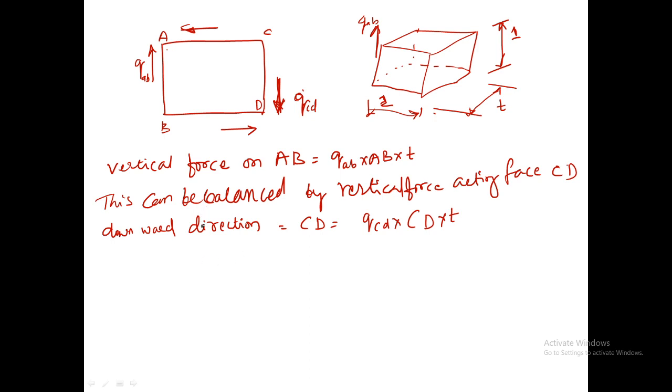Now consider QAB equal to QCD equal to Q here. It is not a G, it is a Q. Because the force which is acting on AB is in the upward direction, and that has to be balanced by the face on the right hand side, that is CD. So let us term the stresses which act on both surfaces as Q.